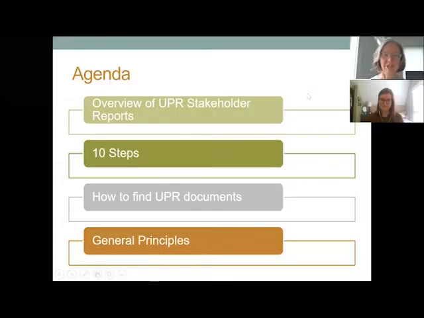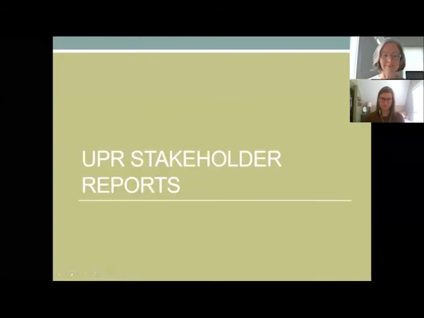Here's our agenda for this training. You'll see first we'll do an overview of Universal Periodic Review stakeholder reports. Then we'll talk about 10 steps to writing a stakeholder report. We'll give you some guidance about finding documents relevant to the Universal Periodic Review, and we'll talk about some general principles and good practices for your reporting. So that's what we'll be covering today.